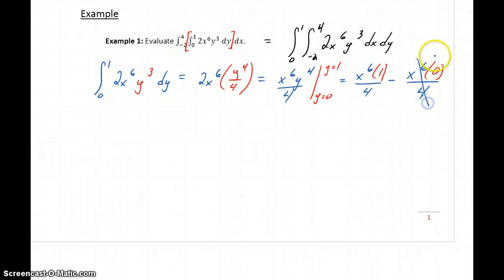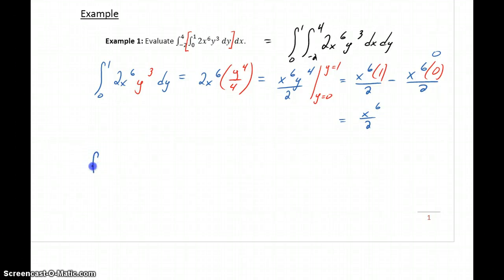So x to the sixth times 0, this part just becomes 0. So we get an intermediate result of x to the sixth over 4. Oh, actually, let me go back. Here we had 2 over 4. This should be over 2 in each case. I apologize for that. So over 2, because our 2 over 4 would reduce to a 2 in the denominator. So this is our intermediate result from evaluating this interior definite integral.